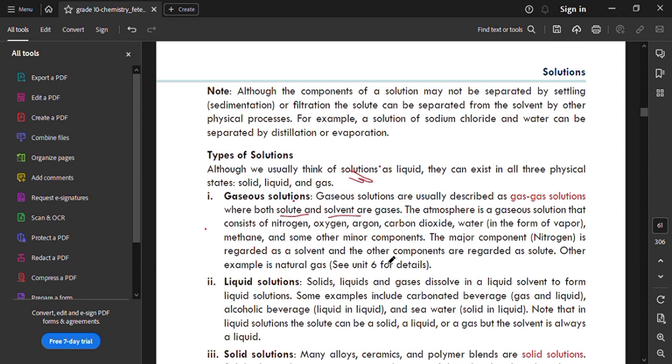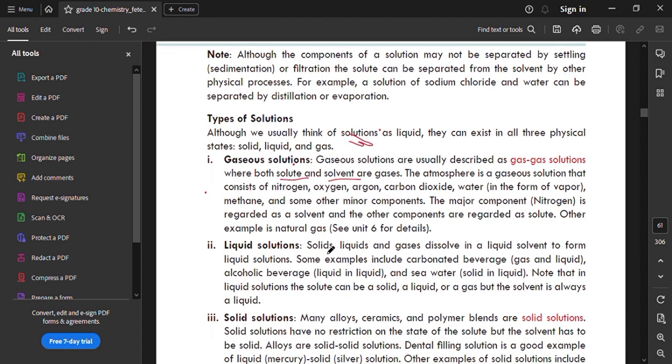So detail is why gaseous solution we see in chapter 6.